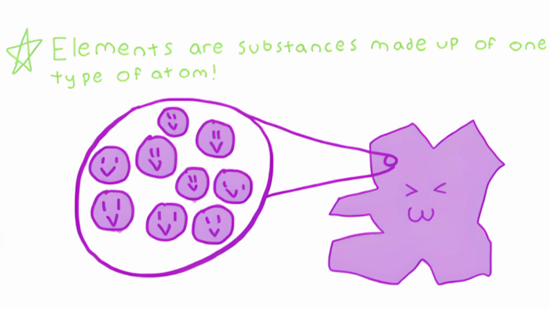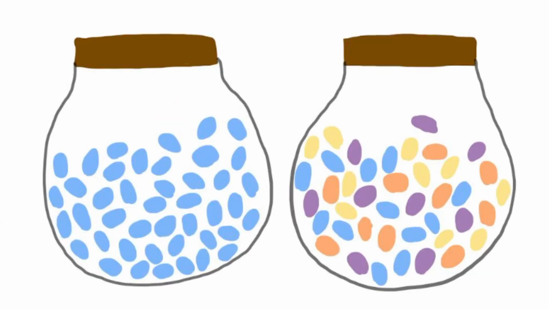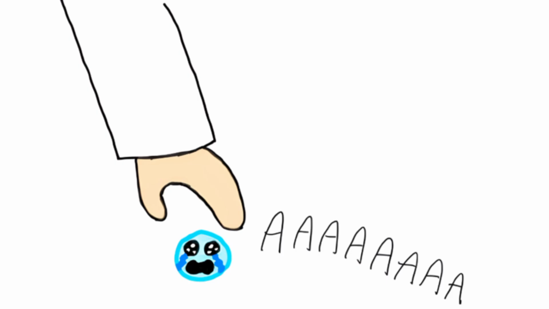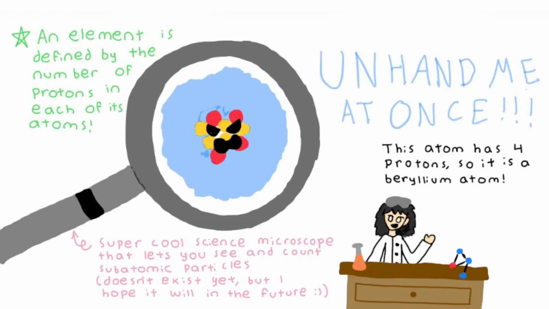Elements are substances that are made up of only one type of atom. Think of it like this. If I had a jar with only blue jelly beans, that would be like an element. But a jar with purple, orange, blue, and yellow jelly beans would be a mixture, not an element. Now let's take this little fella and put him under the super cool science microscope.